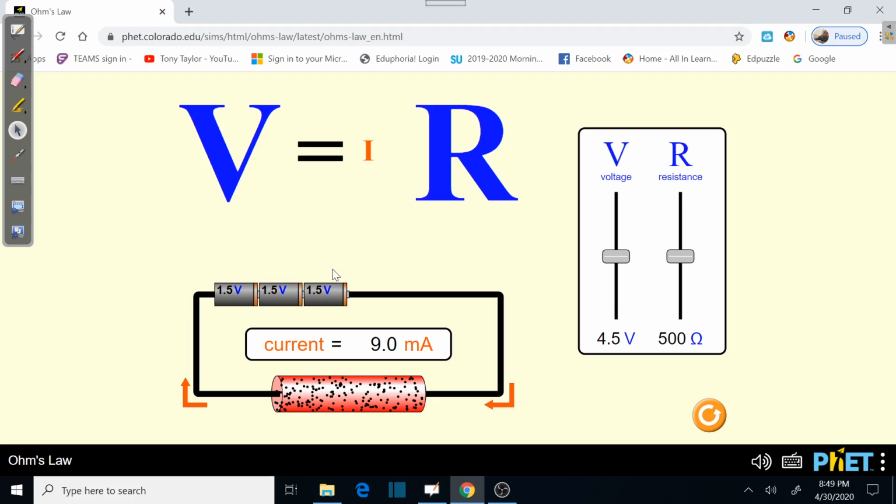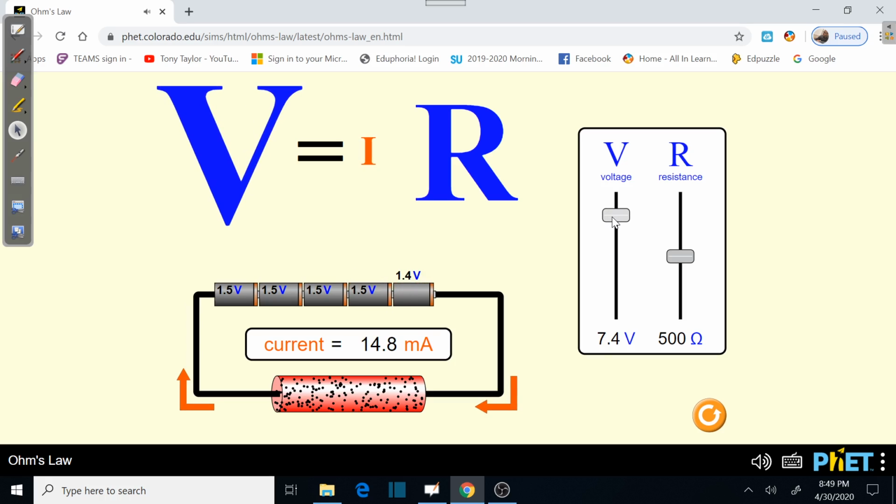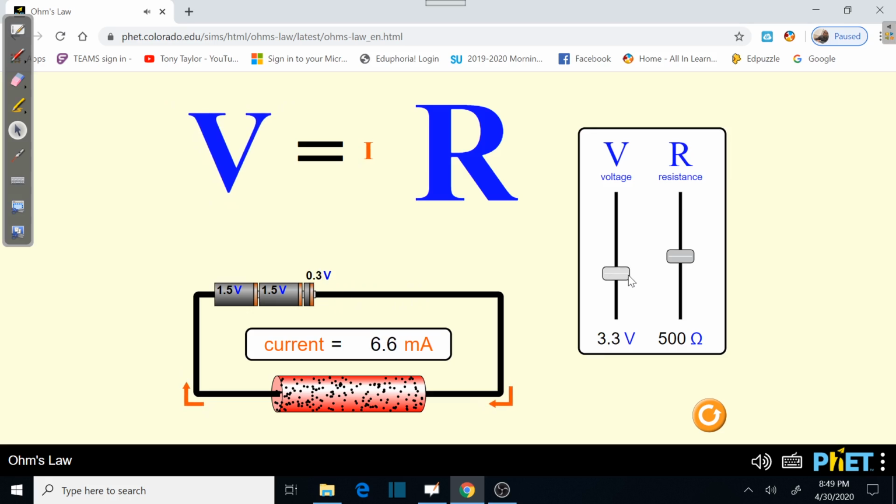Notice here how we have some batteries connected to a wire. And I want you guys to notice what happens to the current going through the wire as we increase the voltage of the batteries, but yet keep the resistance of the circuit constant. So notice here, as voltage increases, current likewise increases. As voltage decreases, if you notice, the value of the current also decreases.